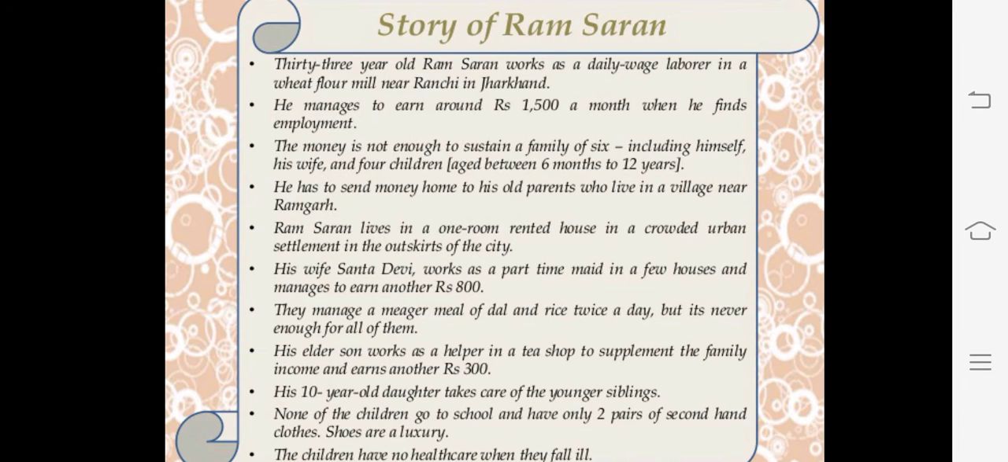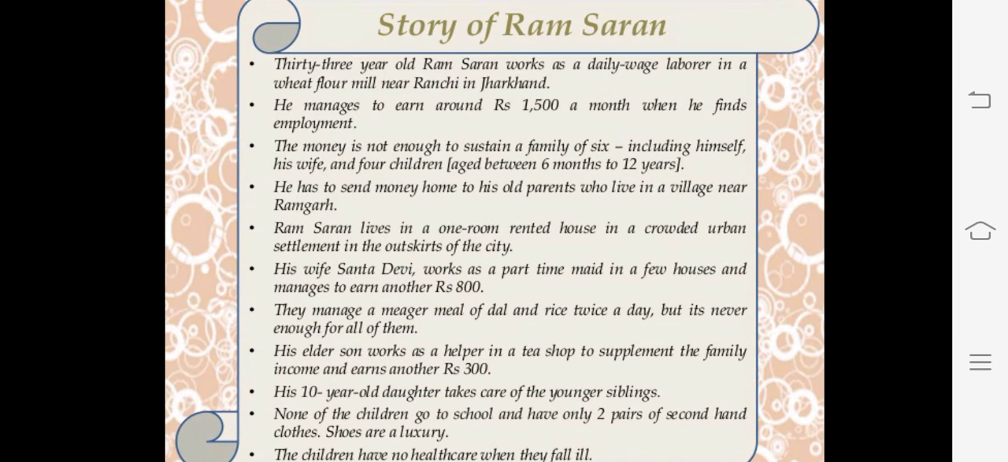33-year-old Ram Saran works as a daily wage laborer in a wheat flour mill near Ranchi in Jharkhand. He manages to earn around rupees 1500 a month when he finds employment. This money is not enough to sustain a family of 6, including himself, his wife, and 4 children aged between 6 months to 12 years. He has to send money home to his old parents who live in a village near Ramgarh. Ram Saran lives in a one-room rented place in a crowded urban settlement on the outskirts of the city. His wife Santa Devi works as a part-time maid in a few houses and manages to earn another rupees 800.